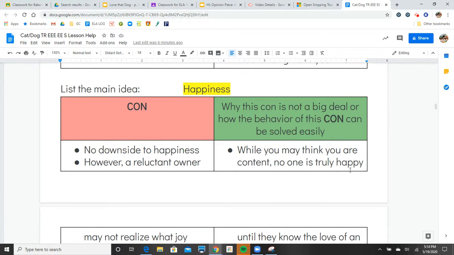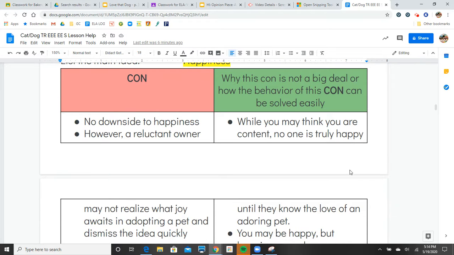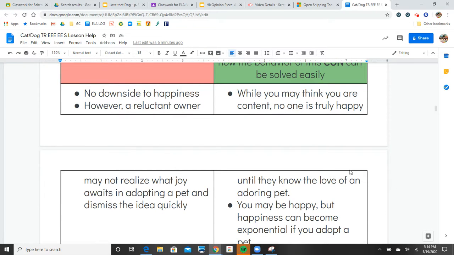Now, there's no downsides to happiness, but a reluctant owner that does not want to get a cat or a dog might be set in their ways and comfortable having a petless life or just not having a cat or a dog.